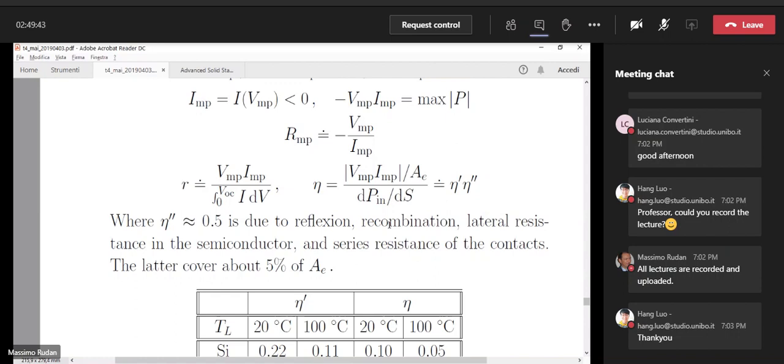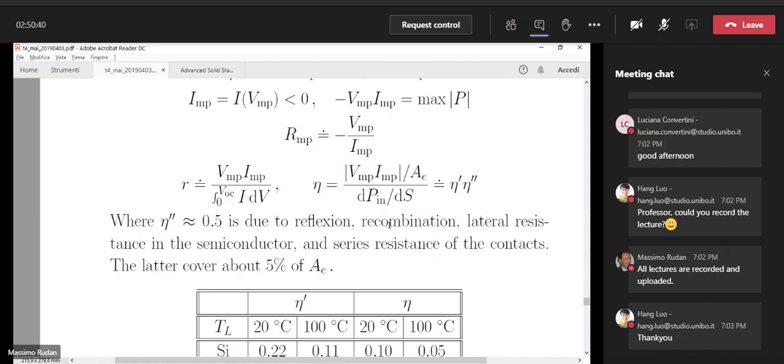Okay, then we have eta prime. Eta prime is the part of the factor of the total efficiency that is due essentially to the interaction of the radiation with the semiconductor. For instance, not all photons are able to produce an electron-hole pair. For instance, photons that have small frequency, so that the energy associated to them is smaller than the semiconductor gap, of course cannot produce any optical generation. So those photons are lost.